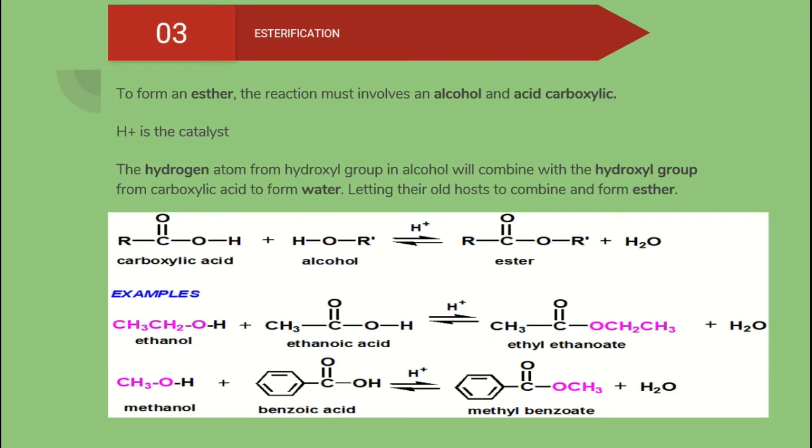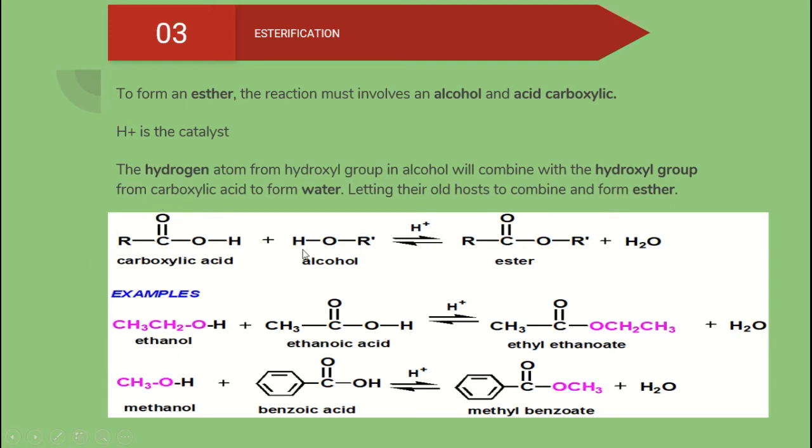Third one, esterification. To form an ester, the reaction must involve alcohol and carboxylic acid. From the general equation that we got here, this is carboxylic acid because we can recognize it from the functional group here, and this is the alcohol. This is the functional group of carboxylic acid.